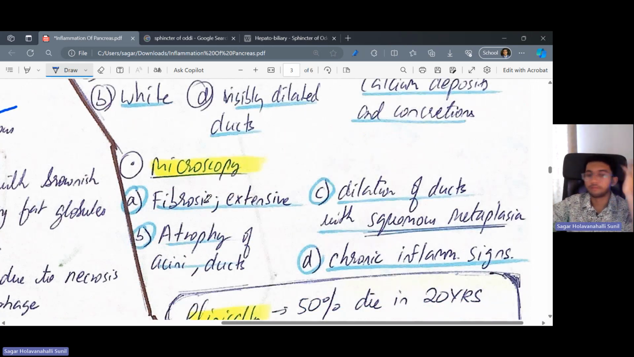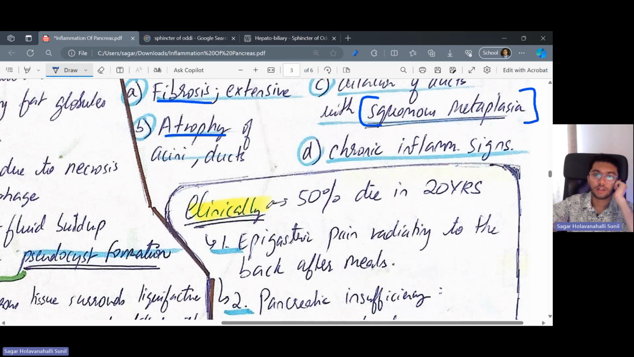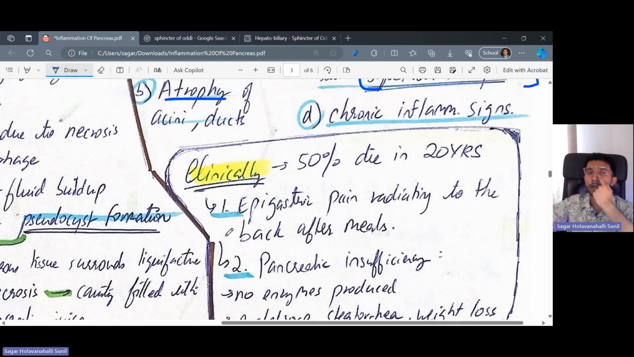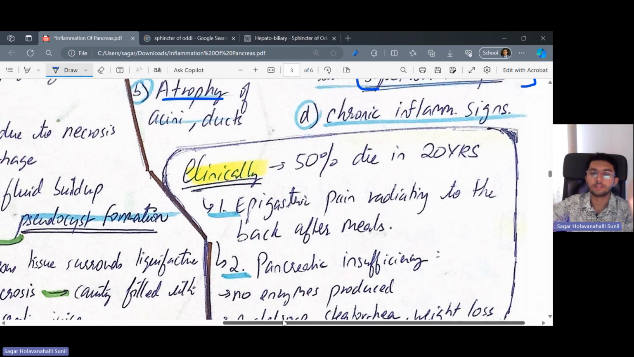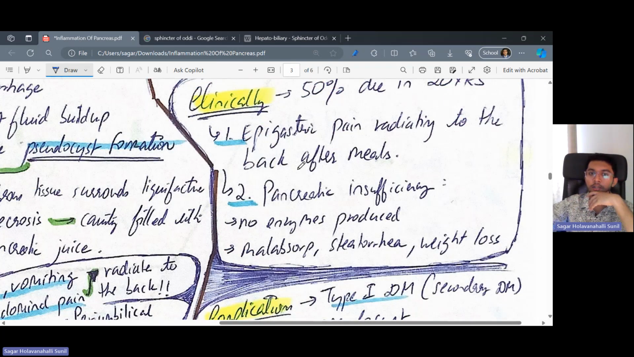Now, microscopically, again, common sense, there'll be atrophy, there'll be fibrosis, it's extensive, there'll be dilatation, and also one important point is that usually the ducts will undergo squamous metaplasia. Then you also have chronic inflammatory signs. Now, clinically, what do you see? Again, typically you can have a transition from acute to chronic, so you can still see epigastric pain that radiates to the back, but this usually occurs after meals and can last for a few hours.